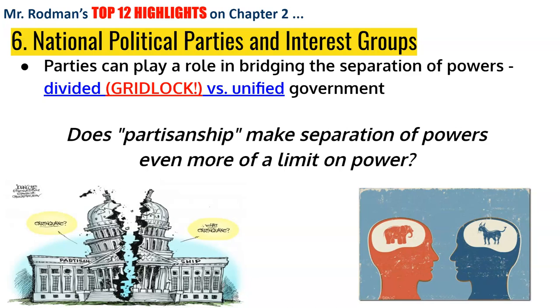Now, it's very different in a unified government. We had this when President Trump was first elected. We had a Republican House, we had a Republican Senate. Unified government, it's very easy to get things done. Even among the unified government, sometimes there's potential for stumbling blocks. It takes a little longer, especially if you have a very wide tent, in order to get that done. But this is different in terms of how long it takes or how successful a party is in getting those things done. So does partisanship make separation of powers even more of a limit on power?